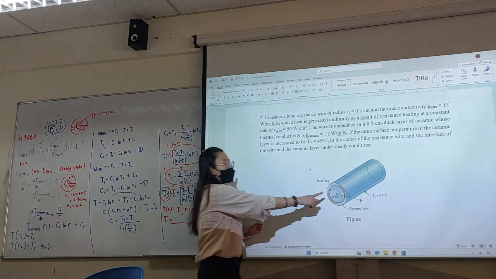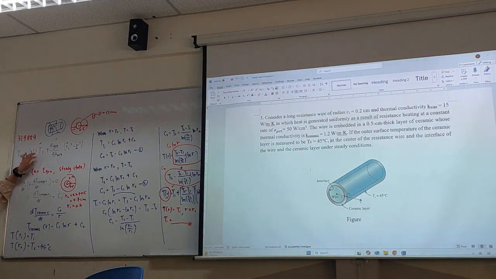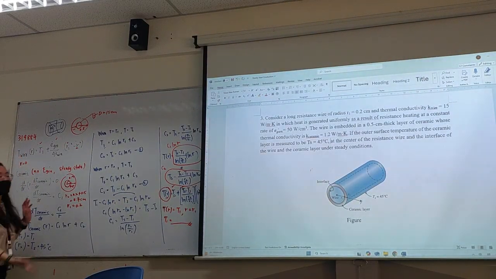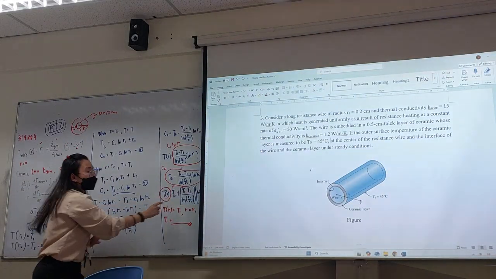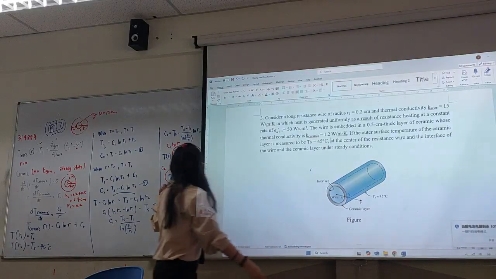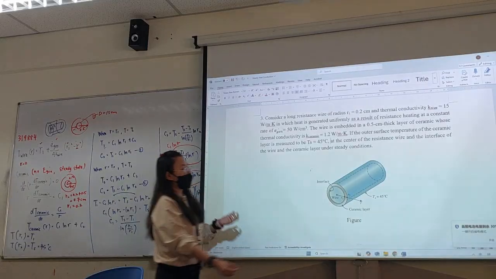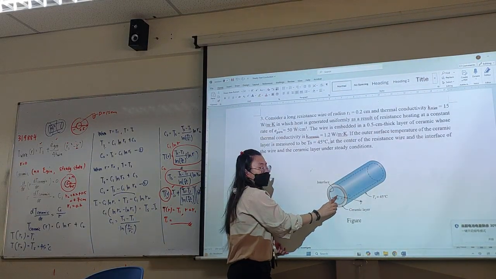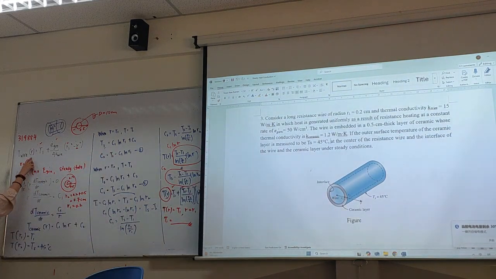If the temperature of the middle is known, you can directly use the equation here, because your equation uses T1. If T1 is known, you can directly use this one. Since T1 is unknown, you have no choice, you need to use the surrounding one to get your T1. You get T1 already, but then you cannot use these equations to find your T center, because this one is only applicable for this layer, the ceramic. The center is the center of the wire, so you need to use these equations to get the temperature at the center.